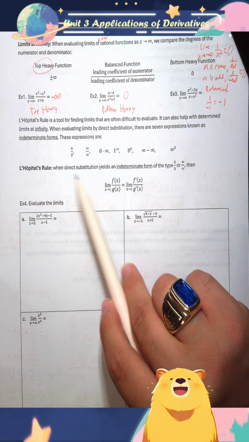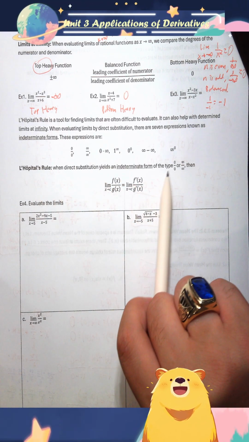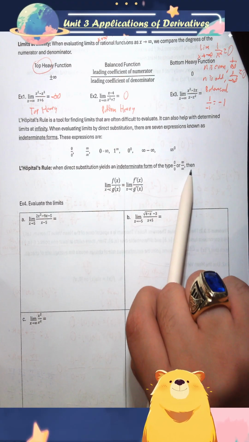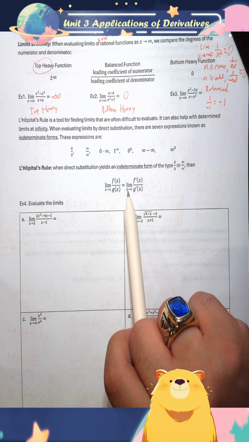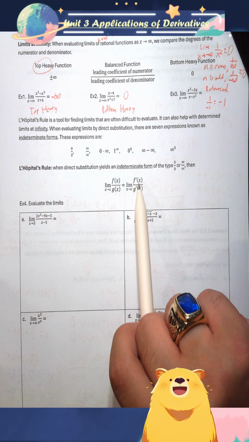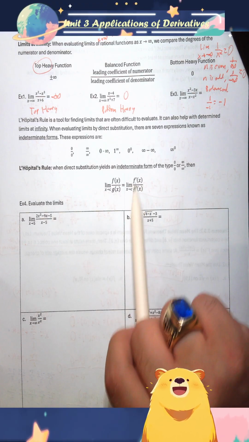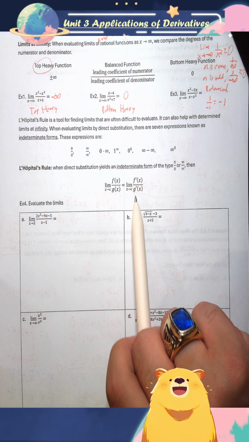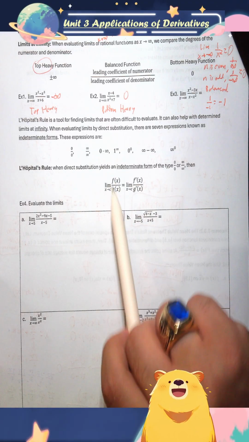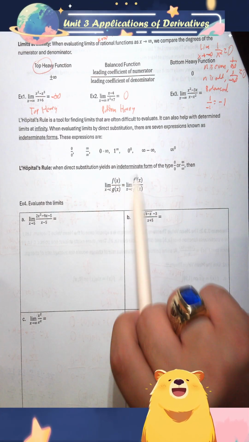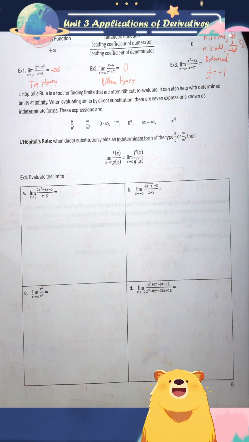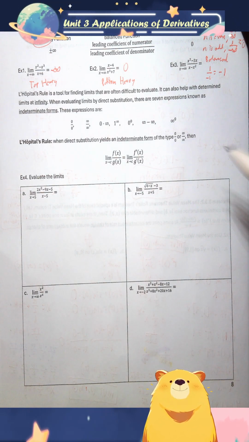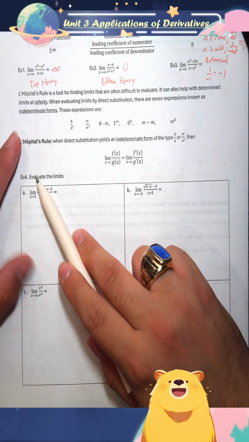L'Hopital's rule: when direct substitution yields an indeterminate form of type 0 over 0 or infinity over infinity, then the limit of a quotient is equal to the limit of the top's derivative divided by the bottom's derivative. So we're taking the derivative of the top and the bottom in order to help us evaluate these limits a lot easier than how we did it for our Unit 1 material. So let's start over here.